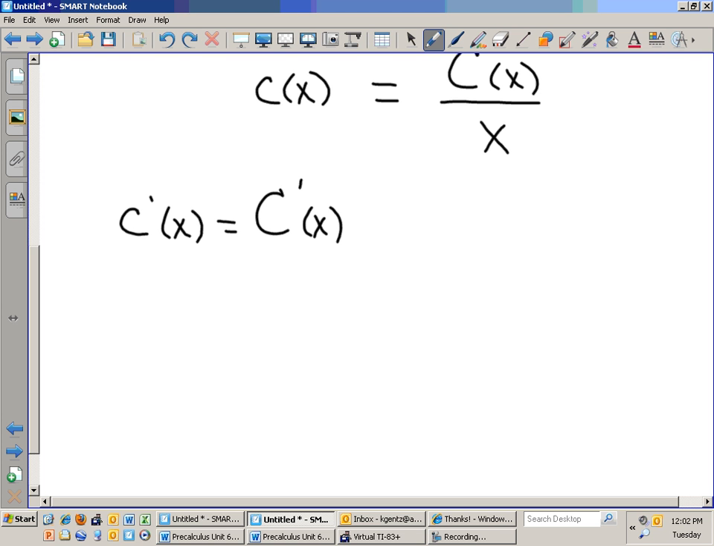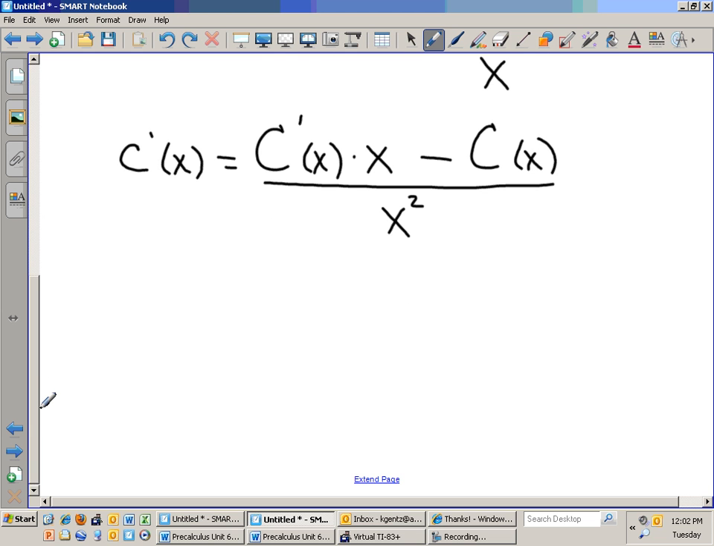Okay. You guys, you will not have to reproduce this. I want you to see where it comes from instead of just giving you a formula, okay? So we're almost there. I take the derivative of the top, which is c prime of x, times the bottom, which is x, minus the derivative of the bottom, which is 1, times c of x, divided by what? X squared.